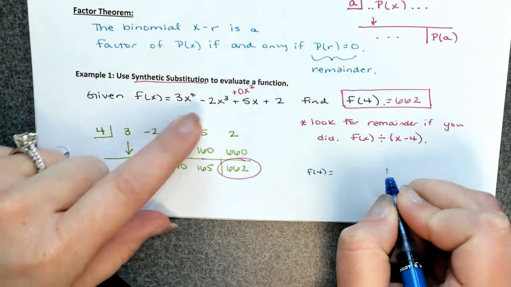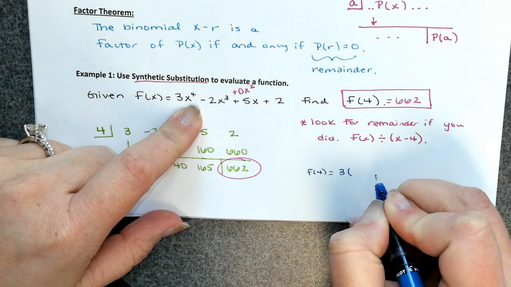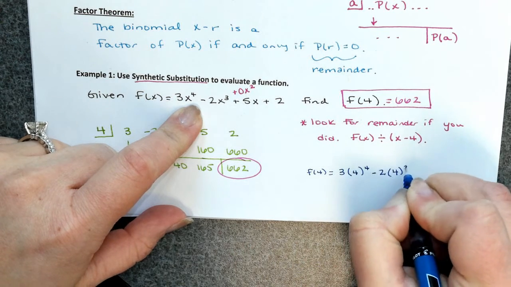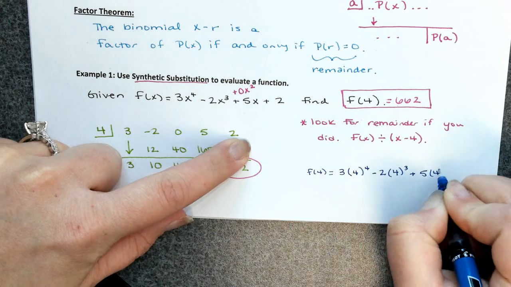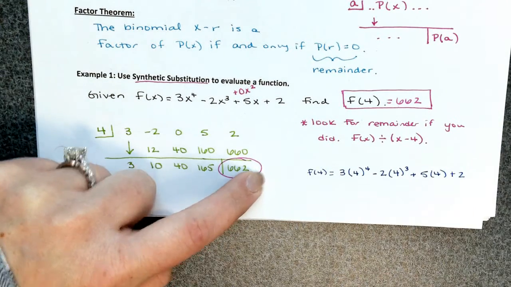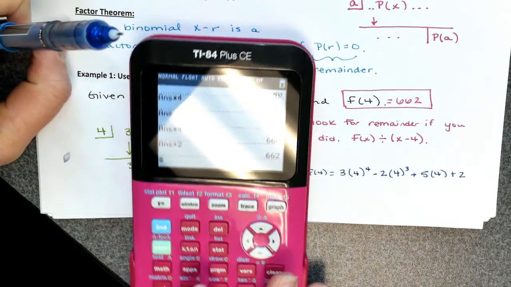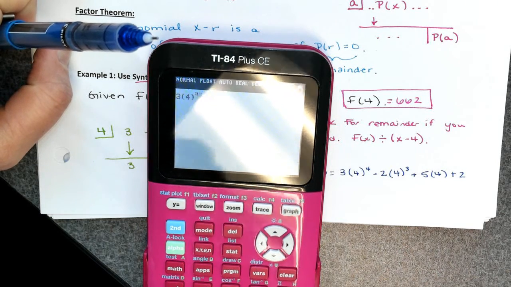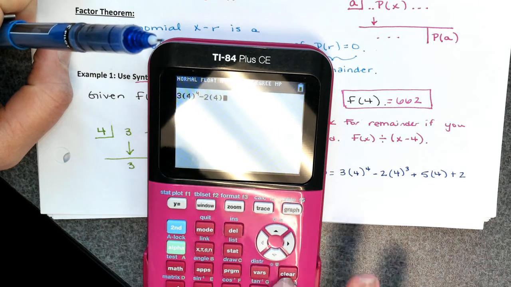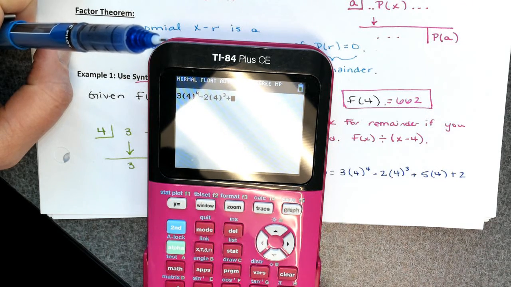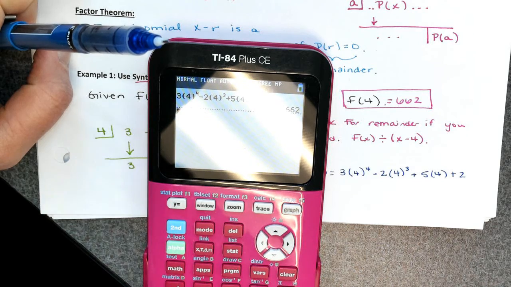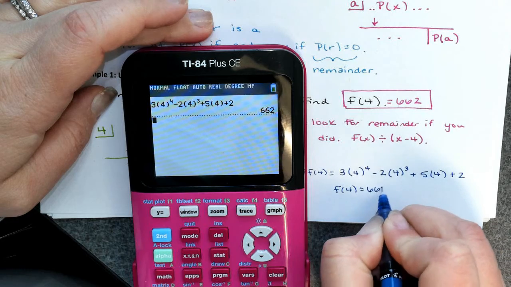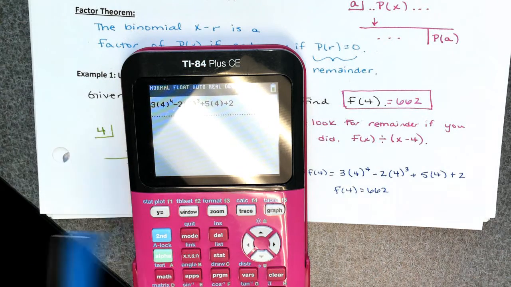But I know f of 4 is supposed to be 3 times 4 to the 4th power minus 2 times 4 to the 3rd power plus 5 times 4 plus 2. And I can do that on my calculator because I'm a calculator expert and have been using it for a while now. So 3 times 4 to the power of 4 minus 2 times 4 to the power of 3 plus 5 times 4 plus 2. And I'm supposed to get 662. So that's my way of checking it. Cool, I did it right.